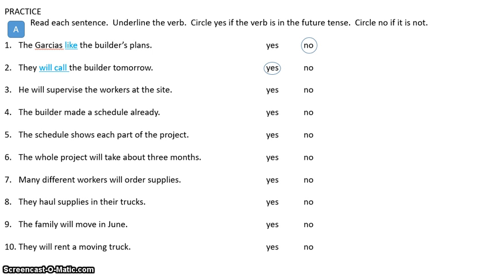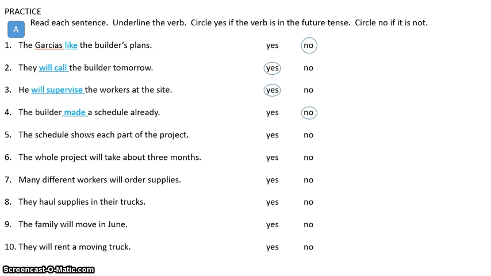Okay, now that you are back, let's look at number 3. It says he will supervise the workers at the site. So you should have underlined will supervise. That's happening in the future, so you needed to circle yes. Number 4, the builder made a schedule already. Okay, he made it. He did it. So is he going to do it in the future? No, it's easy because I don't see the word will in front of there. So he is not doing it in the future, so the answer is no.